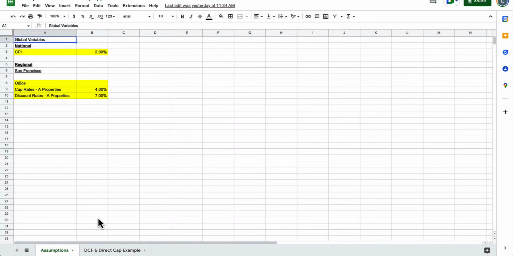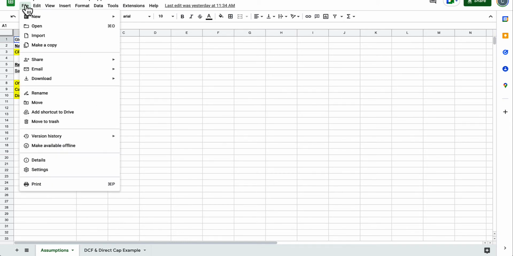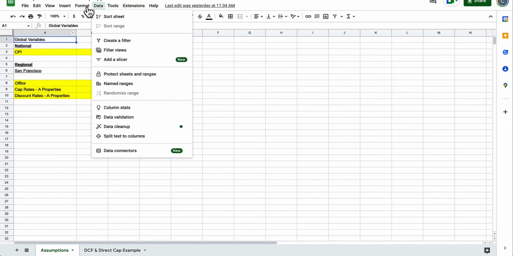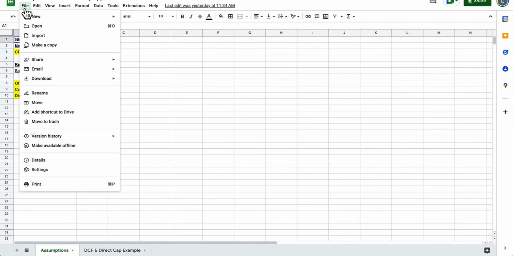All right, so I'm going to go through a practical example of how to do both the direct capitalization approach and a discounted cash flow approach using Google Sheets. There's a copy of this sheet available online, and if you want to utilize it, just go to File and make a copy. Then you can have a copy that's editable directly.